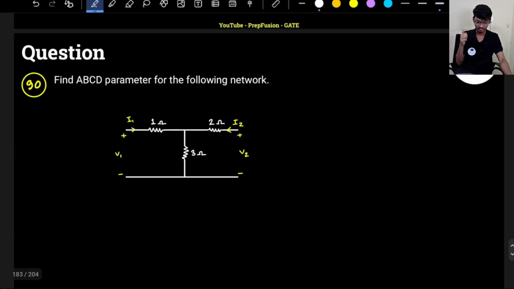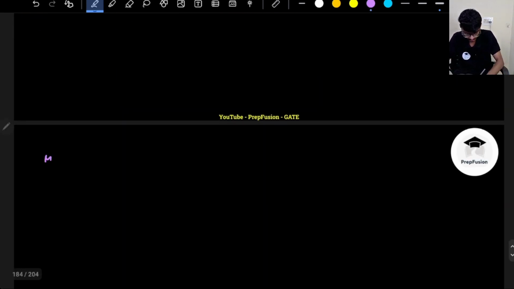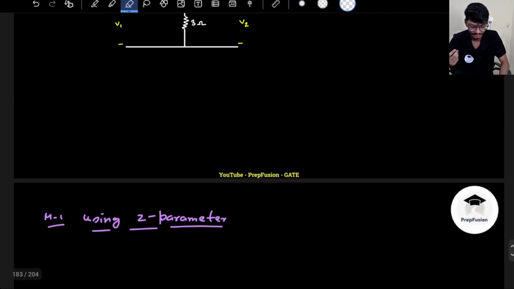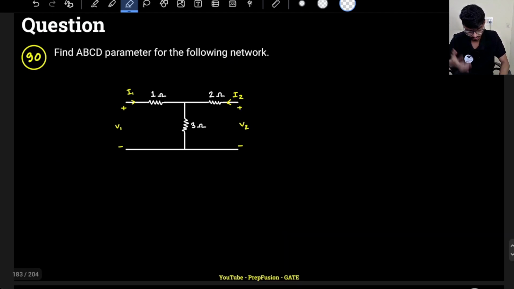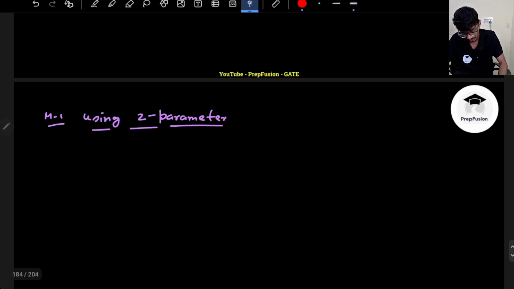So this is the first question. We have to find out the ABCD parameters. So there are two ways to go about this problem. One way is, like, multiple ways you can find out. Okay, so one way is using Z parameter. I will solve using all the methods. So method one is using Z parameter. So let's simply write the input and output KVL equations, because Z parameter is very good for the star network, right? So that's why we can use the Z parameter.